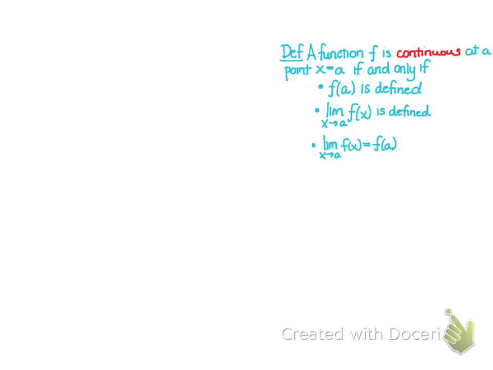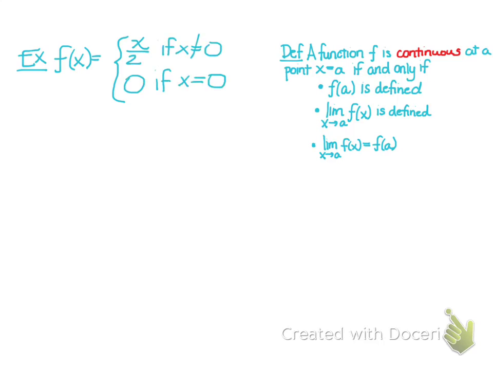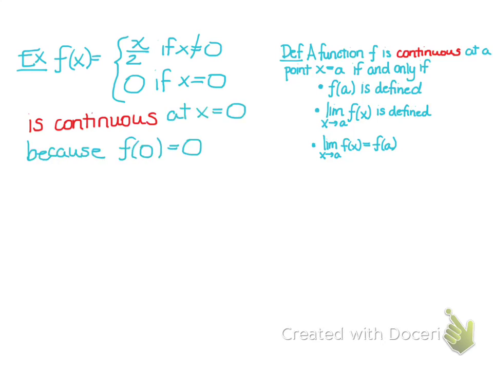Once again, I've written our definition. Let's look at the following example. f of x equals x over 2 if x is not equal to 0, and 0 if x is equal to 0. This function is continuous at x equals 0 because f of 0 equals 0, the limit as x goes to 0 of f of x equals 0, so both f of a and the limit as x goes to a exist, and they're equal.